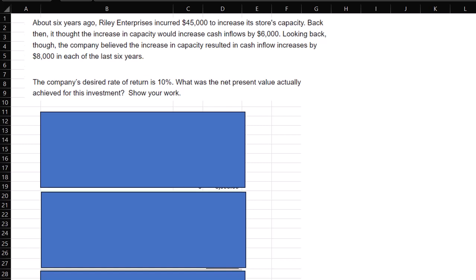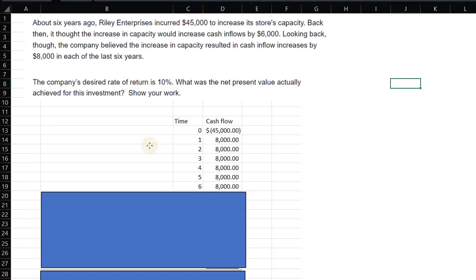And show your work. All right, so let's work through this one. First, let's lay out the cash flows. Time zero is today, and we're saying for 6 years, it had a positive cash flow of $8,000, given right there. Now, I'm going to solve this in two ways. First, using the present value of an annuity table approach, and then using Excel.